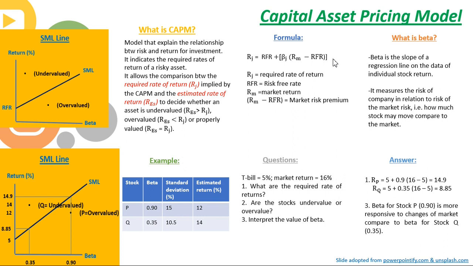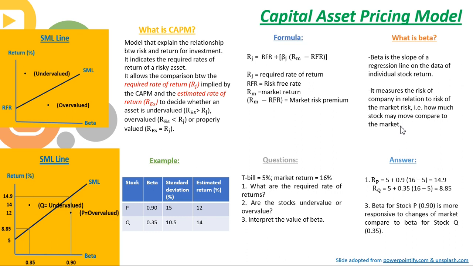If you are putting this information into a diagram, beta is basically the slope of the regression line. Beta is the slope of a regression line on the data of individual stock return, right? In addition, beta measures the risk of a company in relation to the risk of the market. For example, it measures how much the stock can move compared to the market, and therefore it indicates how the price of a stock responds to market forces.